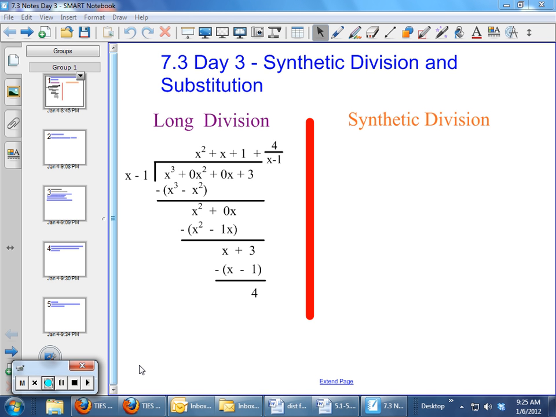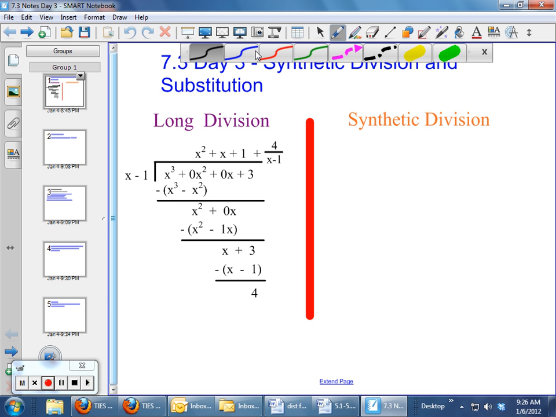And so yesterday we looked at long division of polynomials. So we did this problem. It was x to the third plus 3 divided by x minus 1. And we ended up with x squared plus x plus 1 plus 4 over x minus 1. And so this was the long division method. So today we're going to look at the synthetic division method. And synthetic division is kind of weird, but it works.